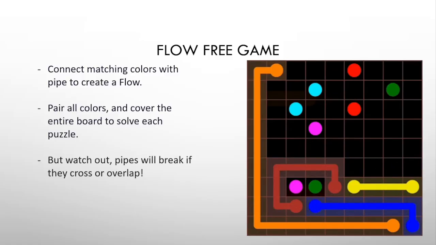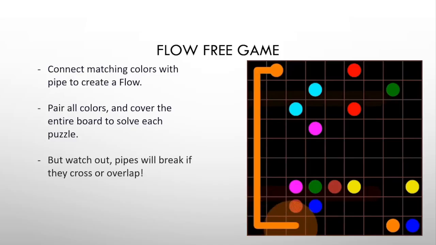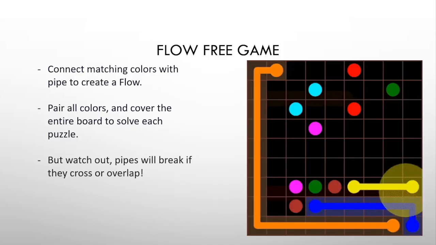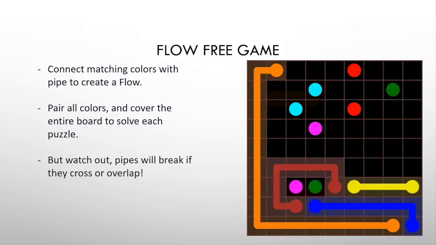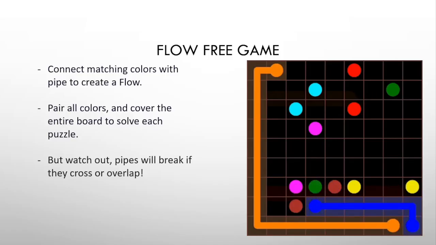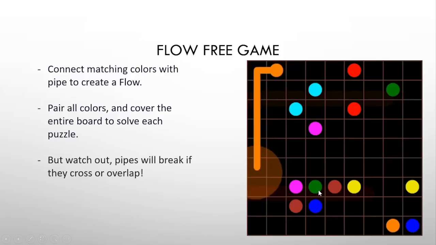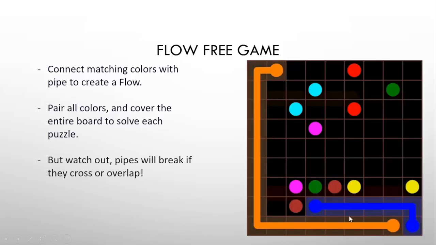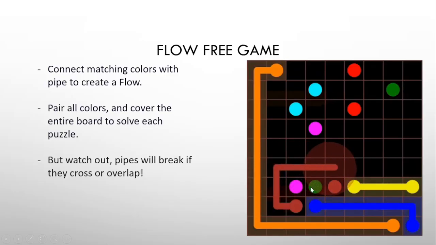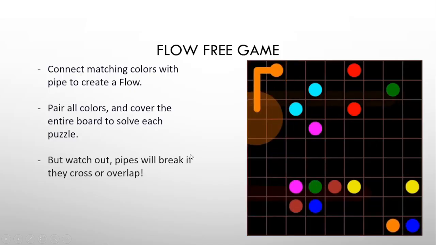Have you ever played Flow Free? In this game, you connect matching colors with pipes. But here is a twist or rule. Each color must connect to only one other point, and the pipes cannot cross. So, just as you see here, if you connect, for example, green to the green by passing over the brown, you lose the game.